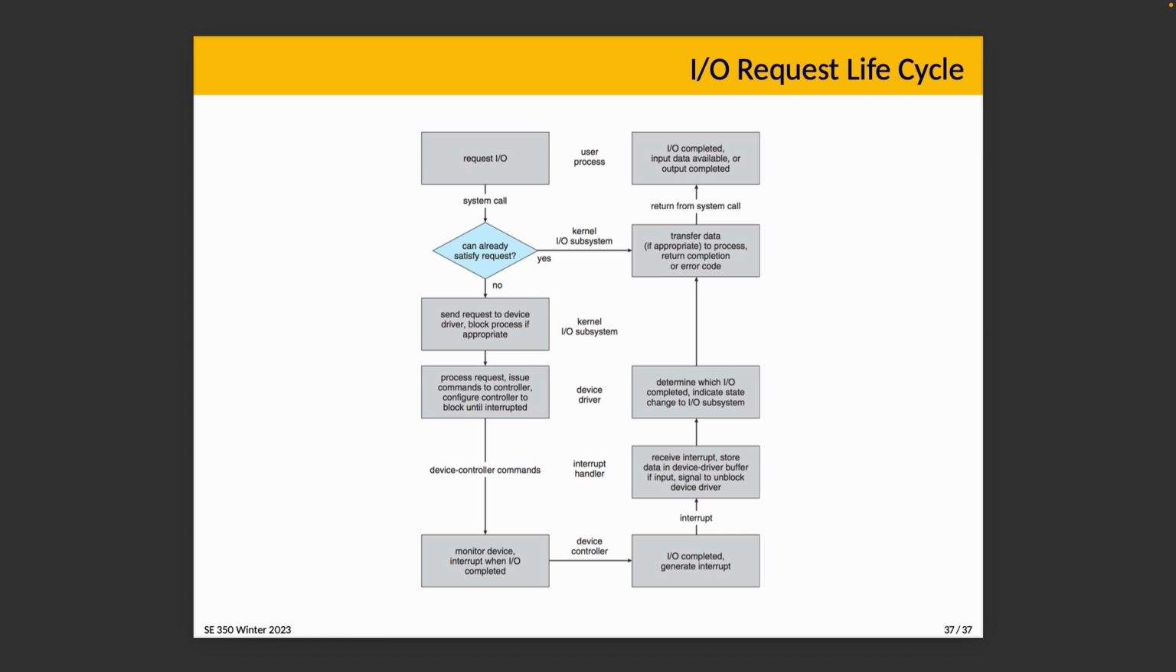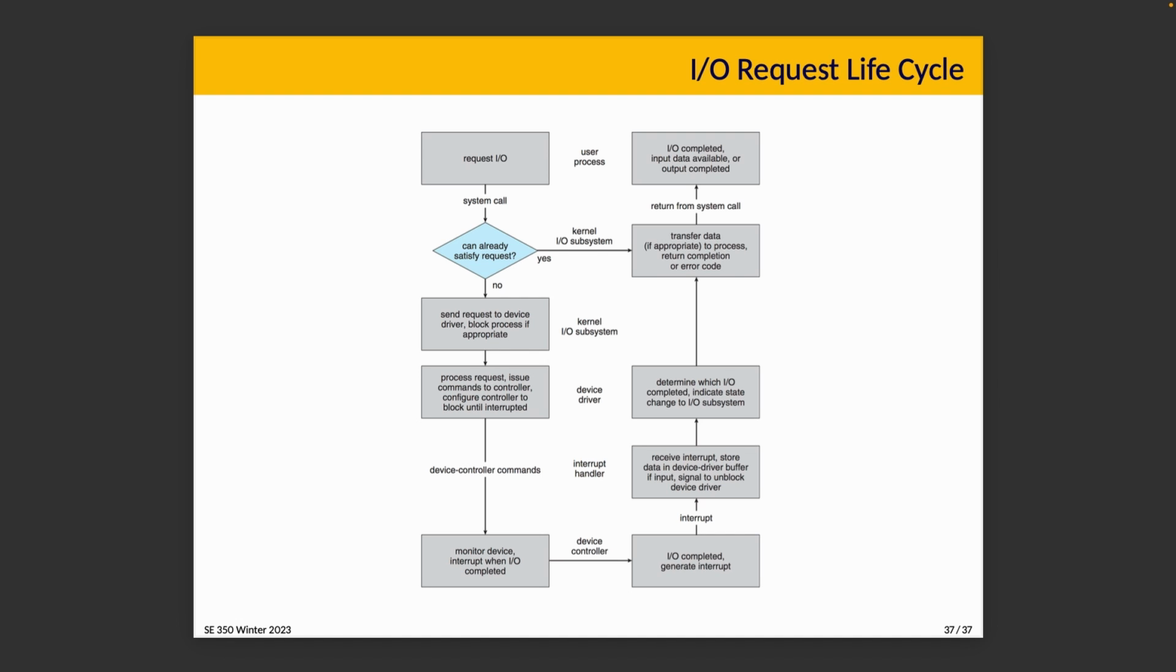The job of the interrupt handler is to store the data in a buffer if we were fetching data, so in this case yes, and signal to unblock the device driver. The device driver is responsible for figuring out which of the requests has completed, because there could be more than one, and indicate the state change to the I/O subsystem: the device is available again, or the request is complete, or the queue size has decreased, whatever it is. Then we transfer the data to the process memory as per the request. We return from the system call, and then the I/O is complete, so the input data is available.